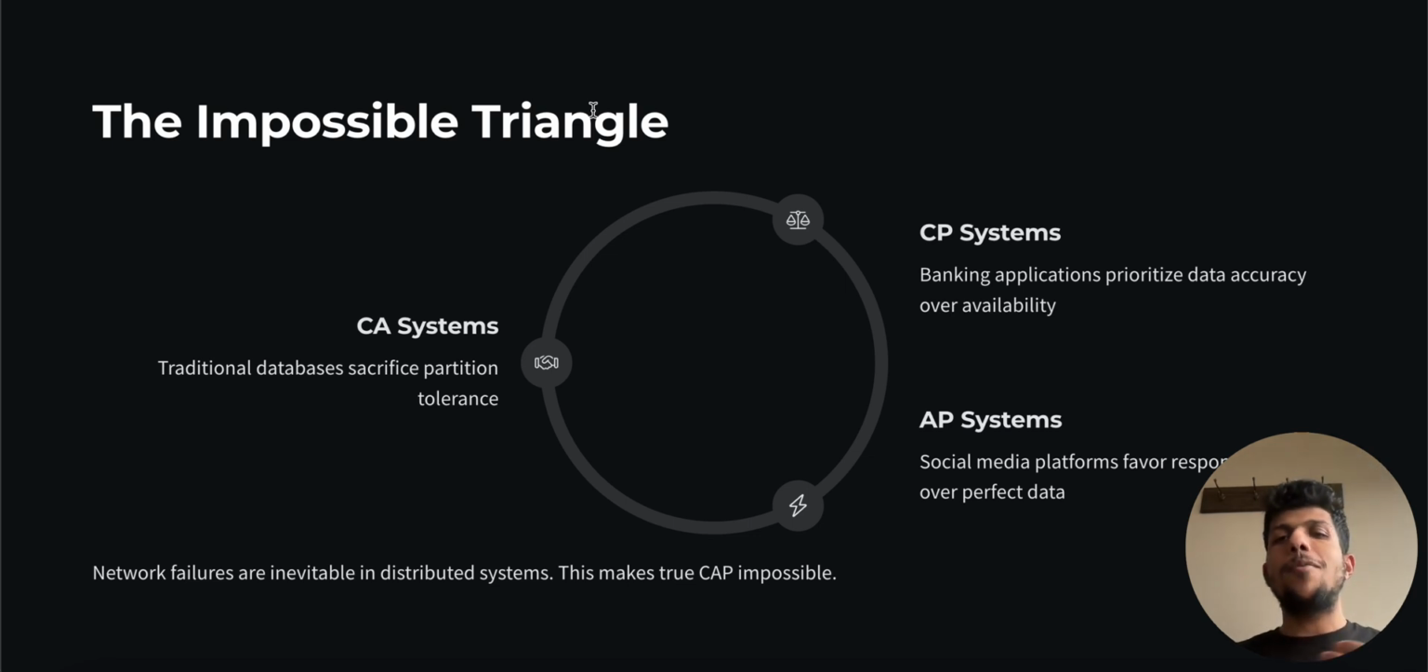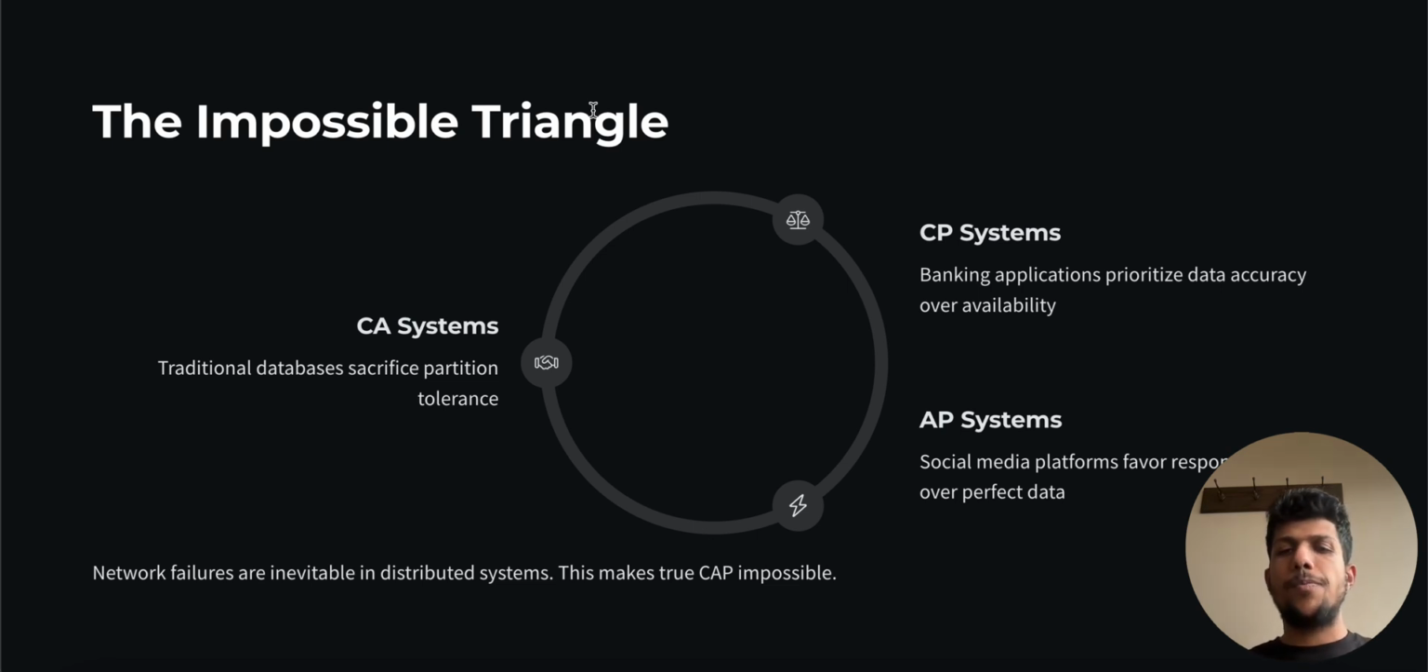So, talking about the impossible triangle, as I said, we could have either a CA system, a CP system, or an AP system. Let's talk about the CA system. CA means consistency and availability. The traditional databases, like the monolith system and other systems, lack partition tolerance because that is a whole single system, so there is no need for partition tolerance. Those were CA systems. But those systems are now outdated, and now every system is either a CP system or an AP system.